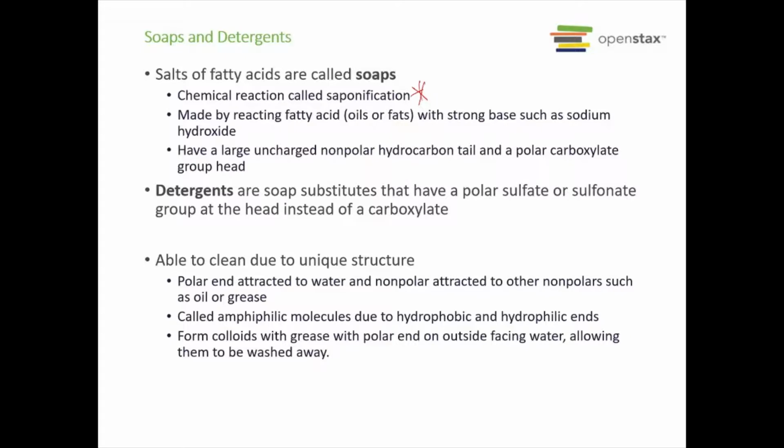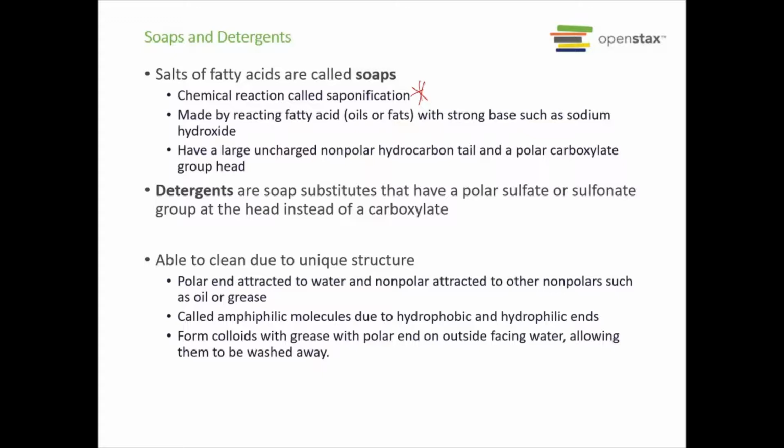So the structure of soaps, and we'll look at them on the next slide, you have this very, very large, uncharged, nonpolar hydrocarbon tail. So you have these carbon groups just chained. And then at the very end of it, you have this polar group that's a carboxylate group. And we'll see what that looks like in a minute. And then we have detergents, which are used as soap substitutes, that instead of the polar carboxylate group at the head, it has a polar sulfate or sulfonate group at the head instead of carboxylate.